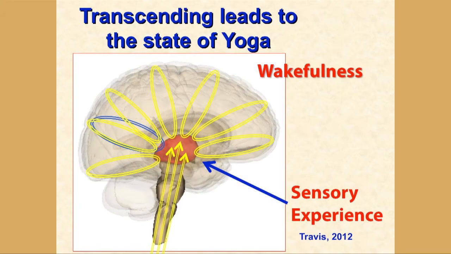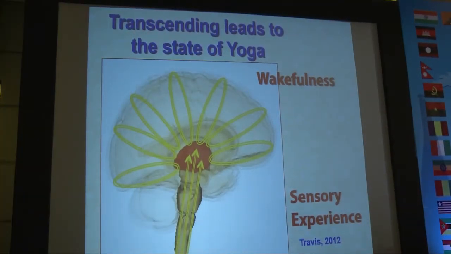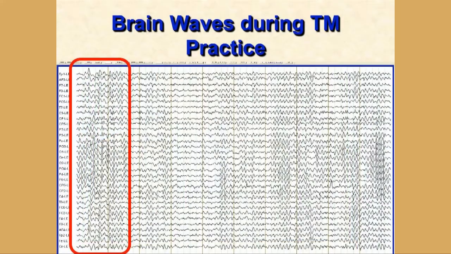So in terms of this model, yoga is a complete settling of the activity of the mind. Through eliminating sensory experience, transcending thought, maintaining wakefulness, we come to a state of pure wakefulness. This is samadhi. It's a self-referral experience that's full and free but independent from content. This brain model lets us understand what the brain waves may look like during the state of yoga, because these loops take about 100 milliseconds, so every second they go up and down 10 times. And that's what this looks like in the brain.